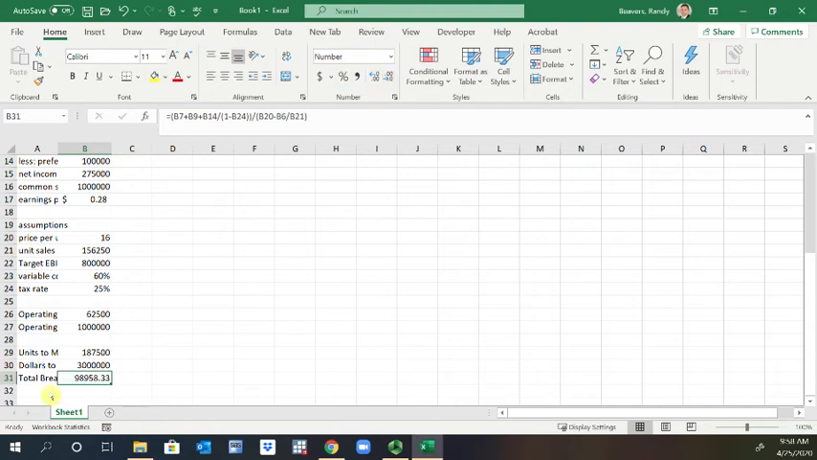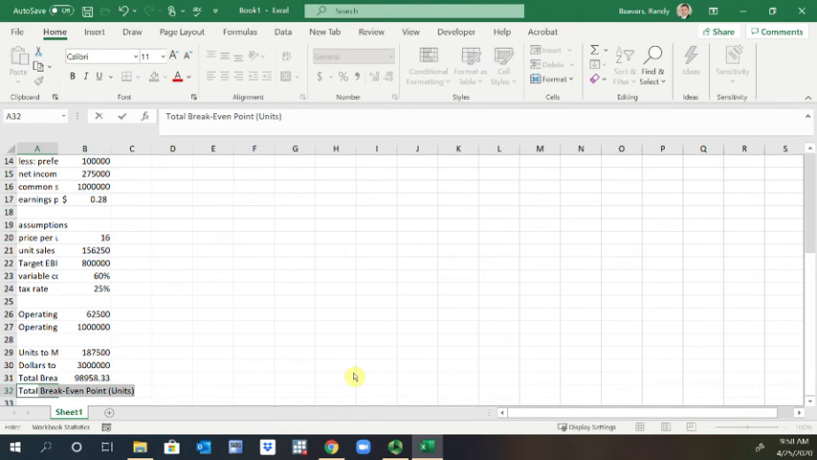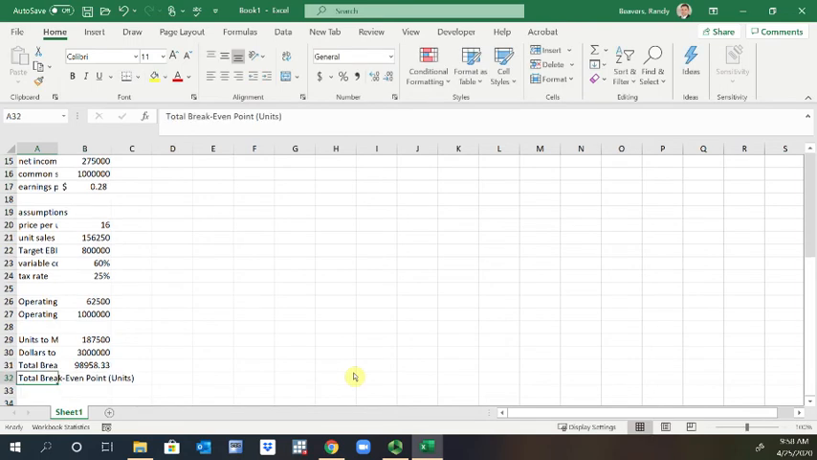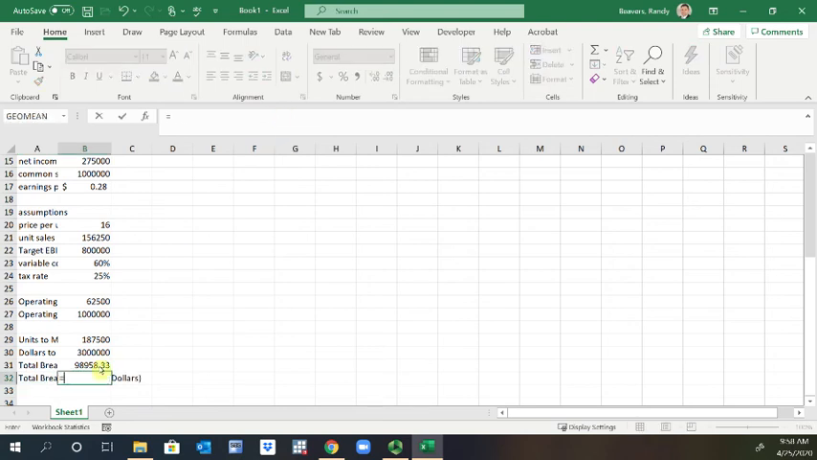This is going to be the number of units that you'll need to break even to 0. And then if I want the total break-even point in dollars, so how much money I'll need to make, that'll be that break-even amount multiplied by the price. So you can see how much you would need to make in order to have an earnings per share of 0.